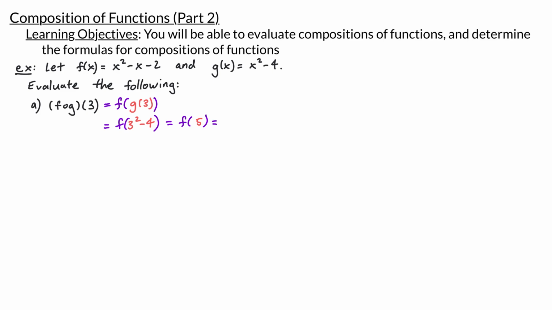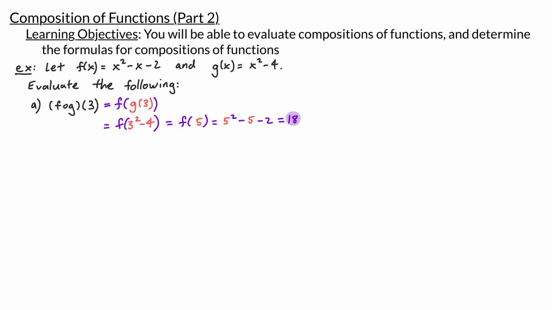Now to compute f of 5, we want to use the formula f of x equals x squared minus x minus 2. So f of 5 would be 5 squared minus 5 minus 2. 5 squared is 25, minus 5, and then minus 2 leaves us with 18. So our composition f composed with g of 3 is equal to 18.